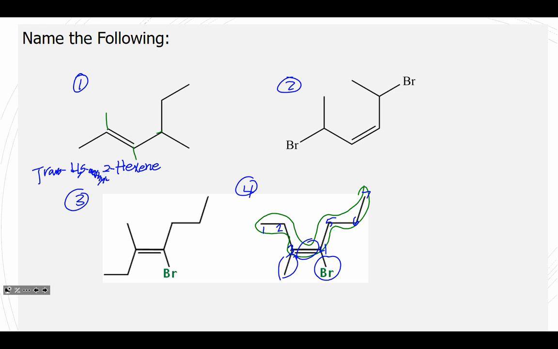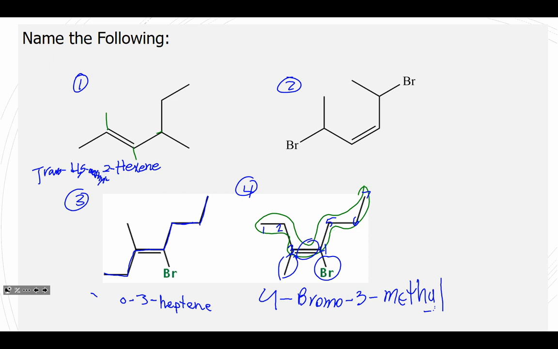Is cis spelled C-I-S? So you're going to start numbering here. So you go 4-bromo, dash. Next group is a methyl, and it's at number 3. So go 3-methyl, dash, methyl, and the chain is 7 long. And where's the double bond? 3. So you go dash 3, and what's 7 long? Heptene. E-N-E.